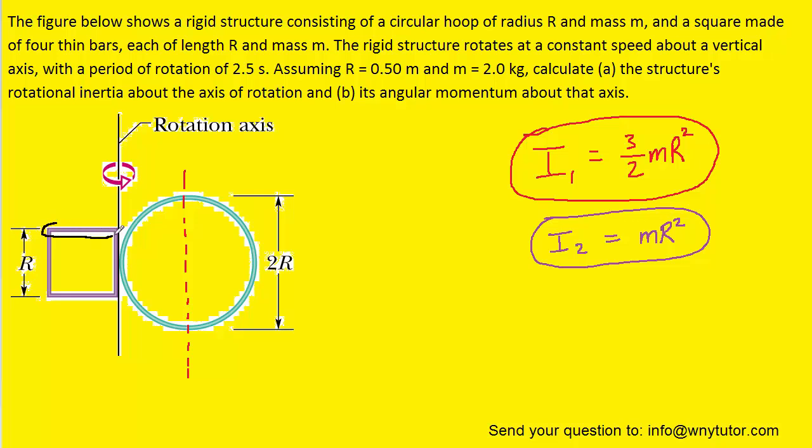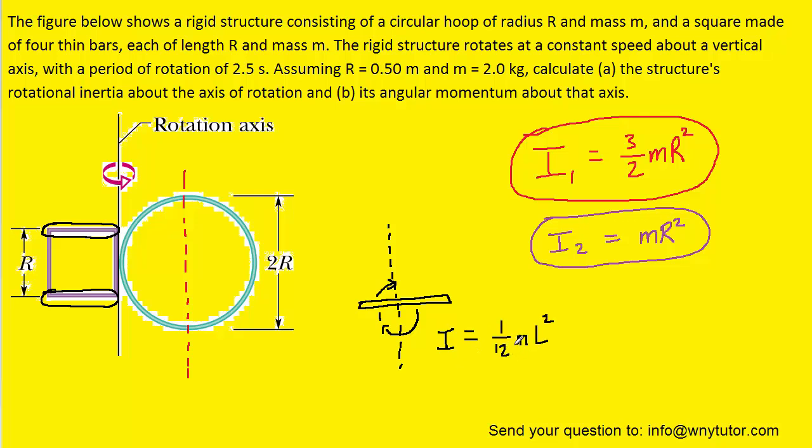For the remaining 2 bars on the top and the bottom here, we can see that one end of them is aligned right on top of the rotation axis. We learned in an earlier chapter that if a thin bar has a rotational axis through its center of mass, in other words, as if it were spinning around in this fashion, it would have a rotational inertia equal to 1/12 times its mass times its length squared. We can see that the length of the circled bars would be r, because it's a square. So if this side is r, that means this side is r. So we can replace the length of the bar with r.